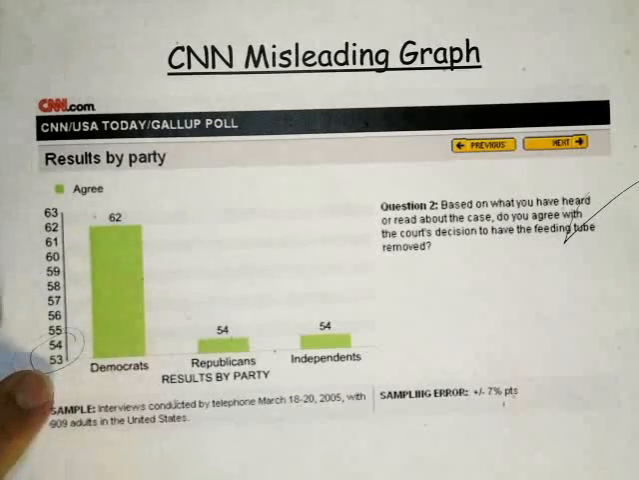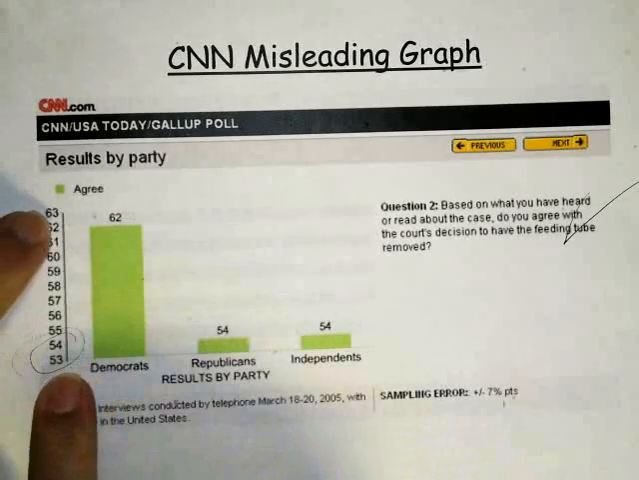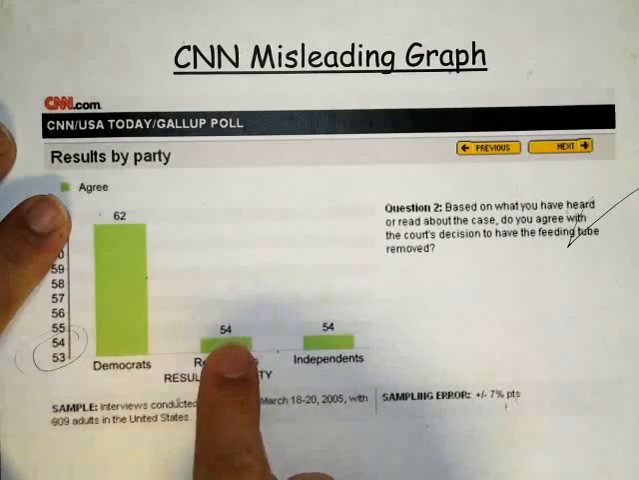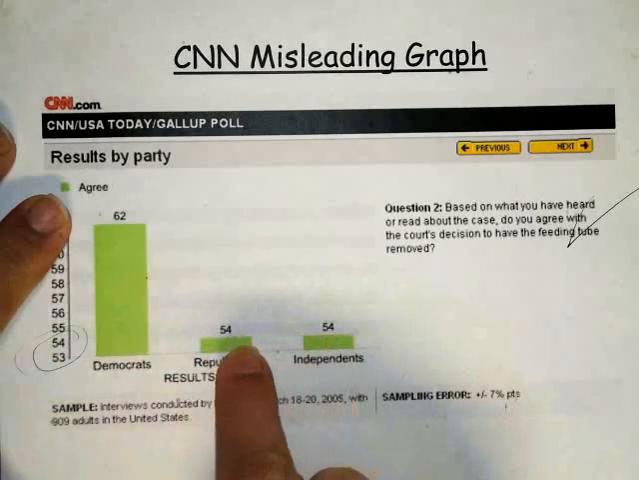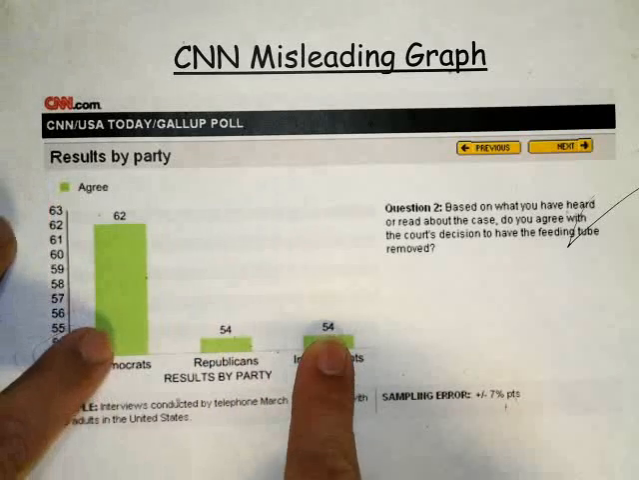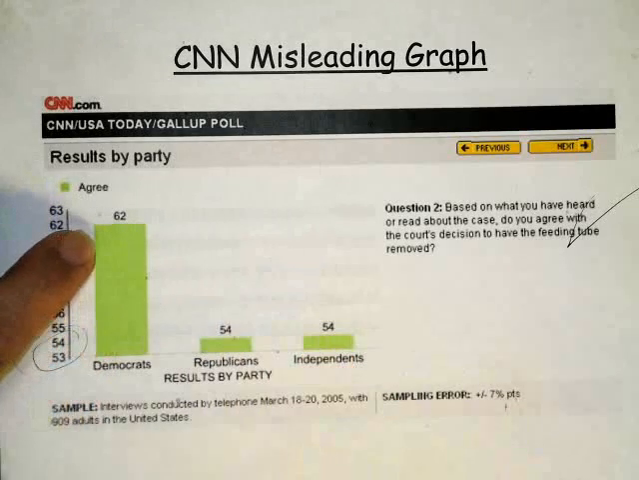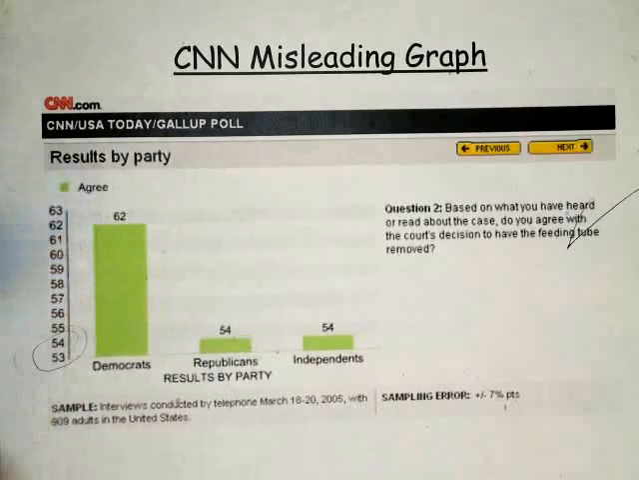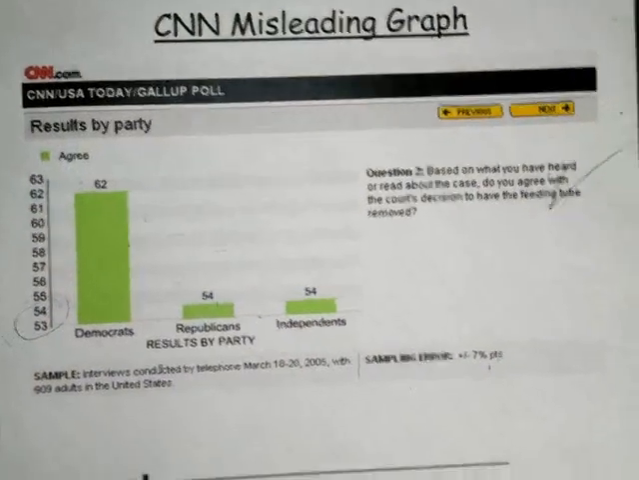So basically, since they started at 53 and they ended at 63, the Republicans and Independents just got to go up one notch on the graph, while the Democrats got to go almost to the top of the graph, and it made the difference seem huge, but it really wasn't all that big.